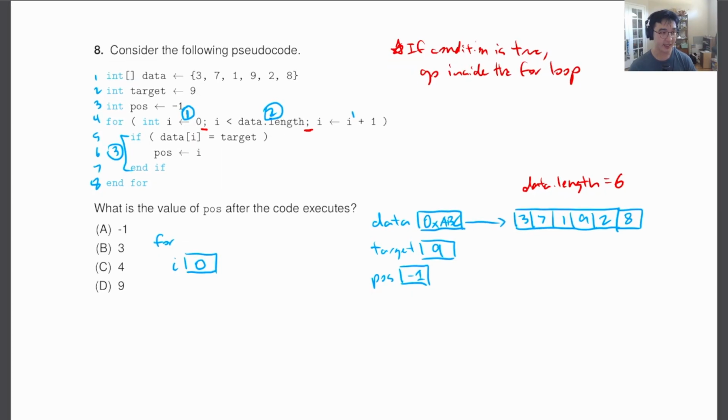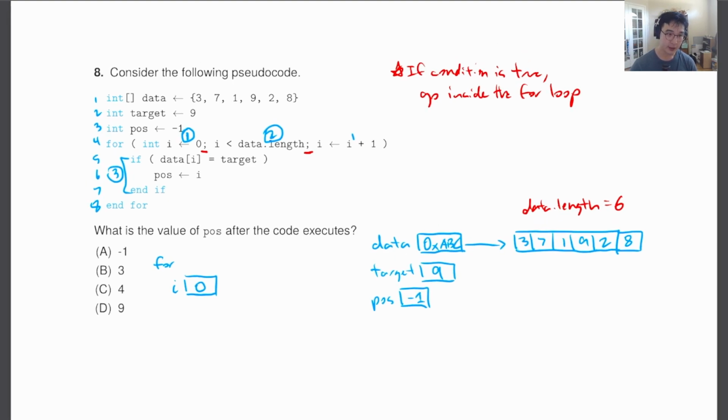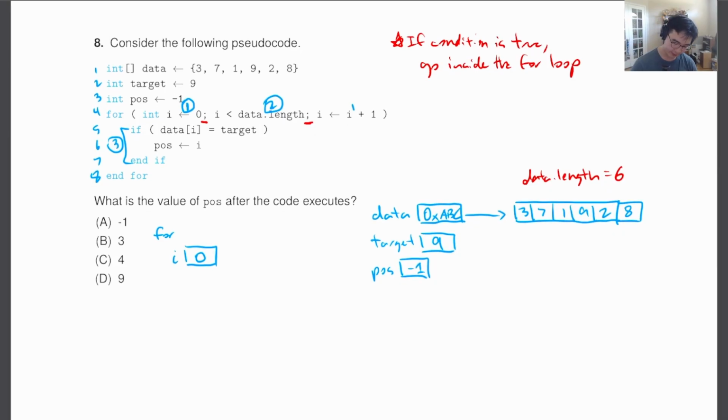So now that I'm inside the for loop, I need to do the if condition on line 5. You ask yourself, is the data at I equal to the target? So we need to talk about index values now. So the index, that's index 0, 1, 2, 3, 4, 5. We start indexing at 0.